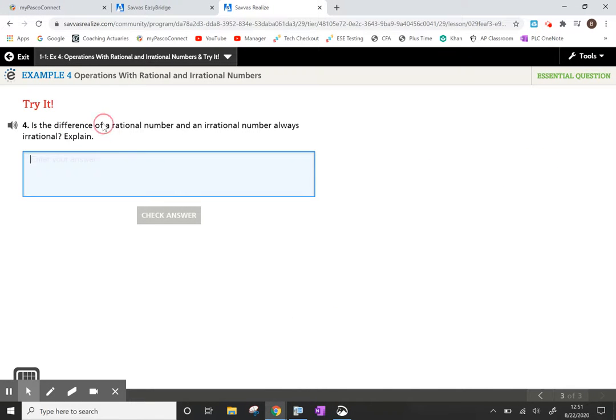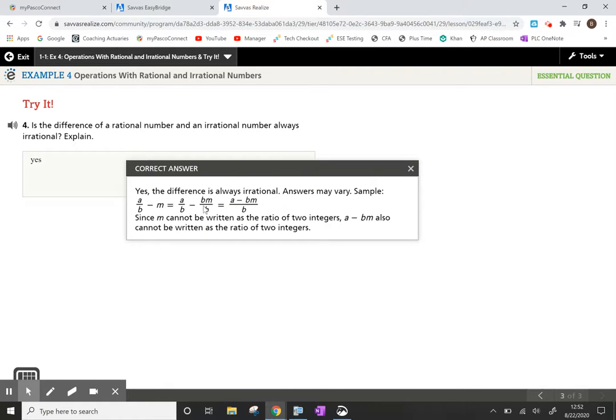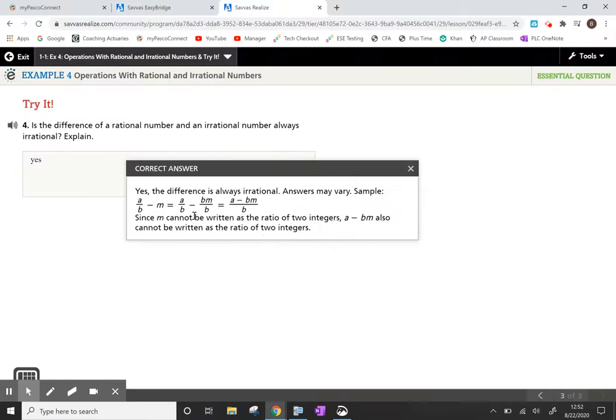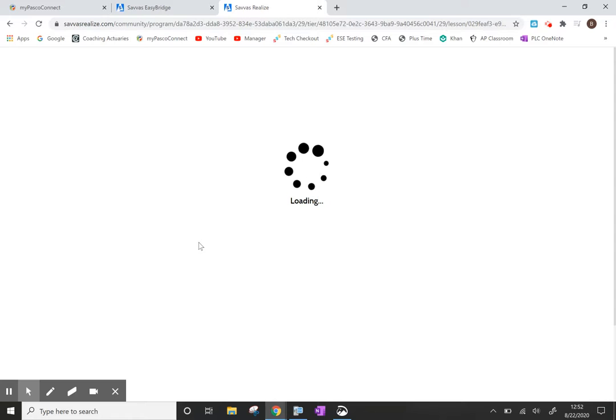So this one's asking if you subtract a rational number and an irrational number, is the answer always irrational? And if you're subtracting, the answer is yes. Subtracting is the same as addition. But remember, multiplication is different. It's not always irrational; it's only irrational unless the rational is 0. But that question was asking about adding or subtracting, not multiplying. All right, so we've done those problems. Let's try the next example.